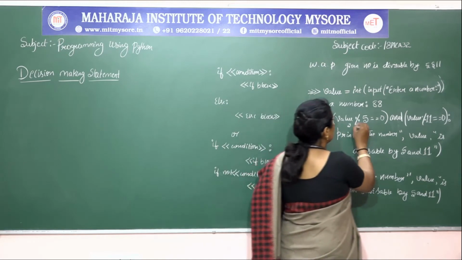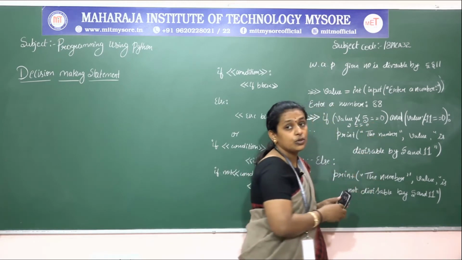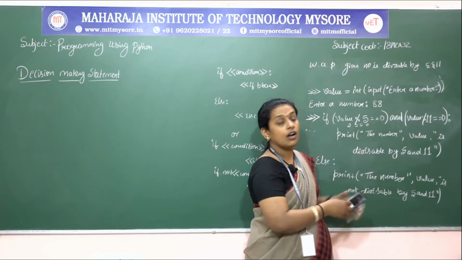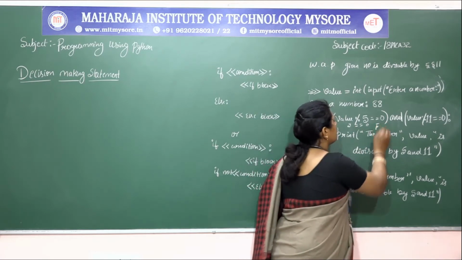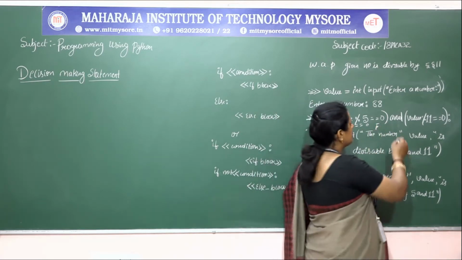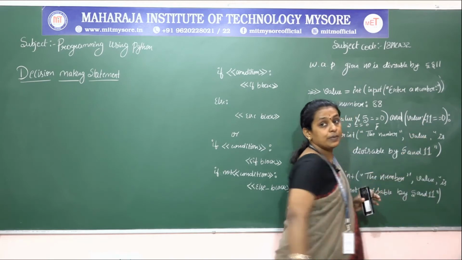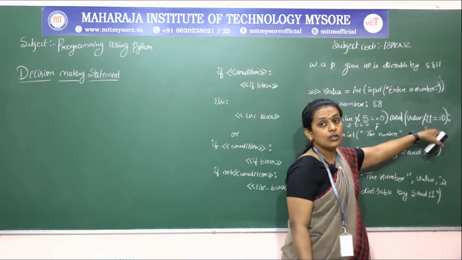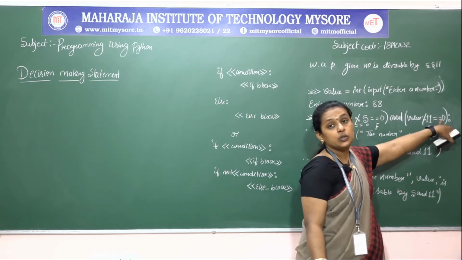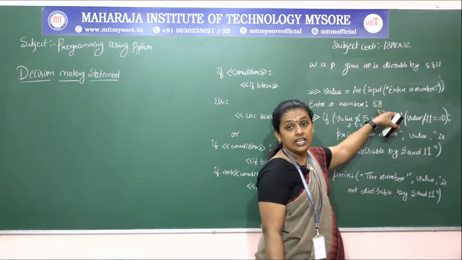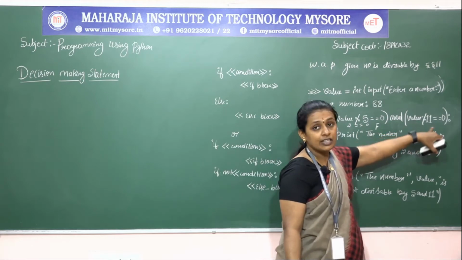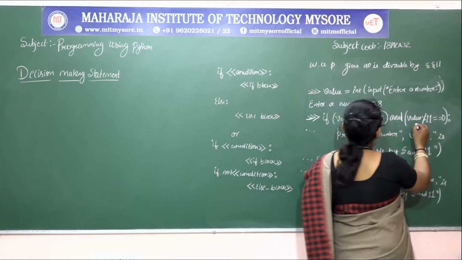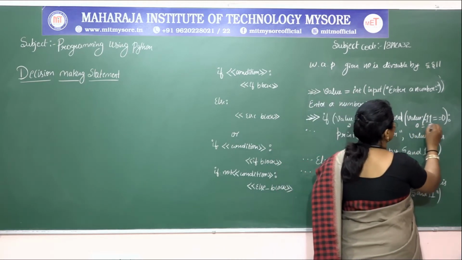So 3 is not equal to 0. Here the condition will become false. After that, the next operand present at the AND operator will be evaluated: 88 modulus of 11. Yes, this will become 0 equal to 0.